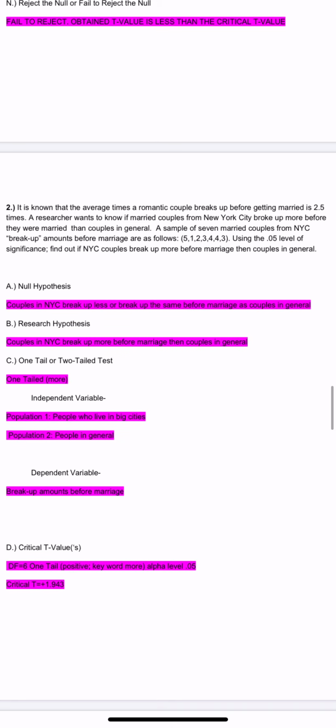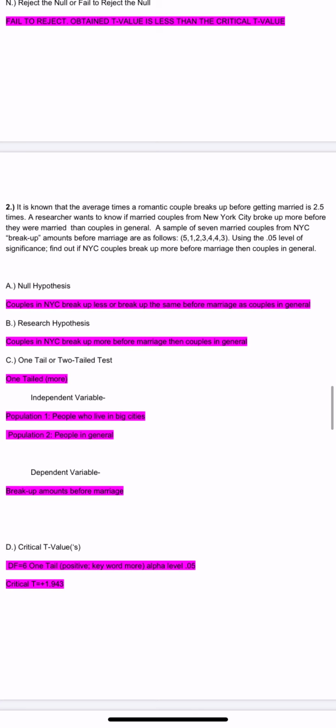A researcher wants to know if married couples from New York City broke up more before they were married than couples in general. A sample of 7 married couples from NYC had breakup amounts before marriage as follows: 5, 1, 2, 3, 4, 4, 3. Using the 0.05 level of significance, find out if NYC couples break up more before marriage than couples in general.